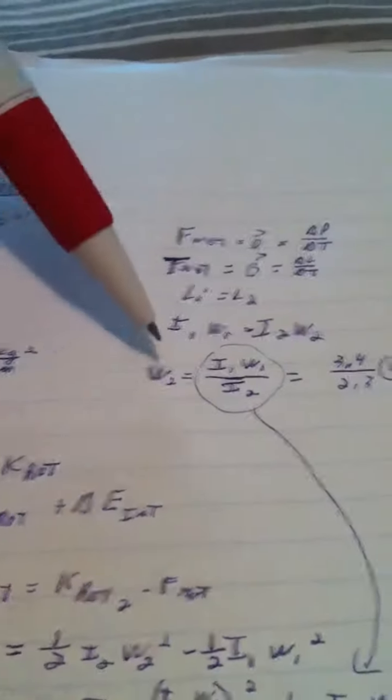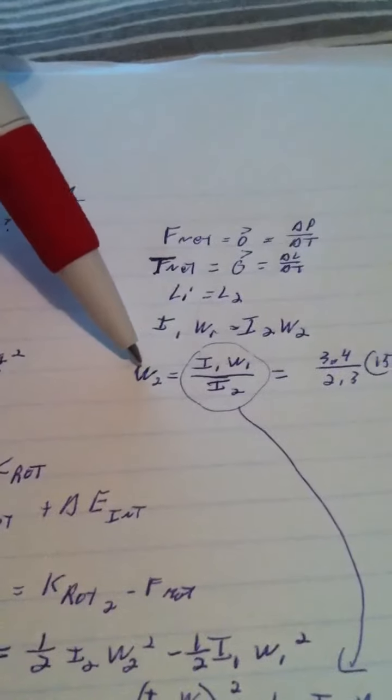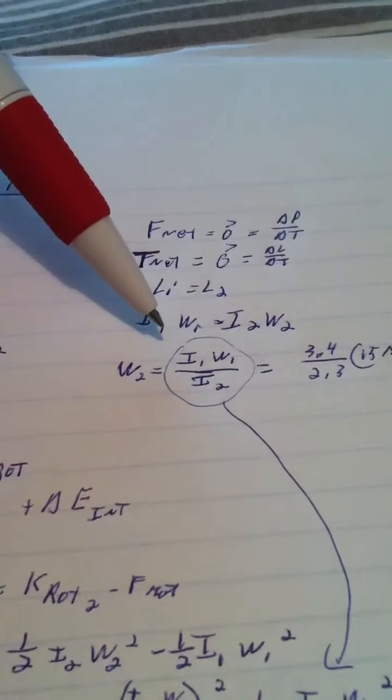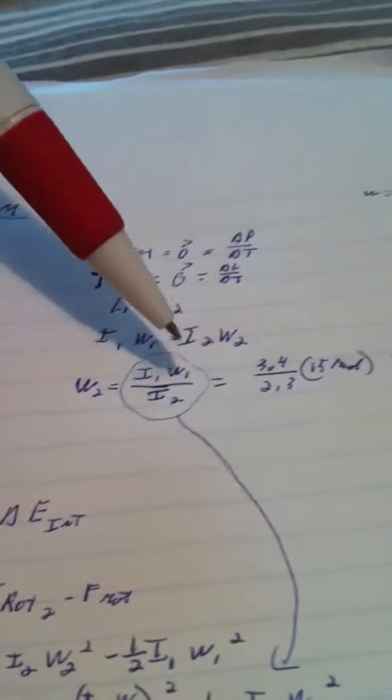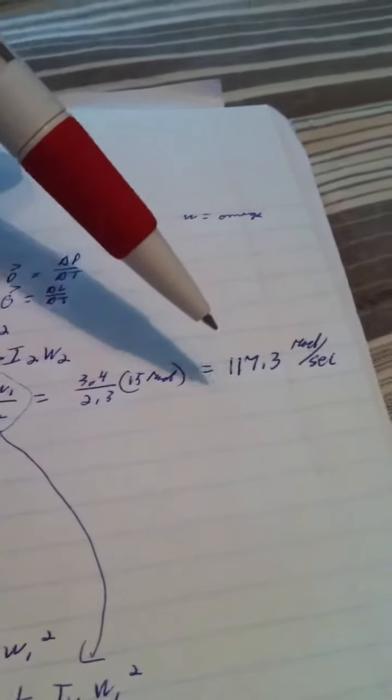Alright, so then I did some algebra to find out the omega 2, and I have inertia 1 and omega 1 on top of inertia 2, and that's when we get 117.3 rad/s. So we're going to use this down here later on.